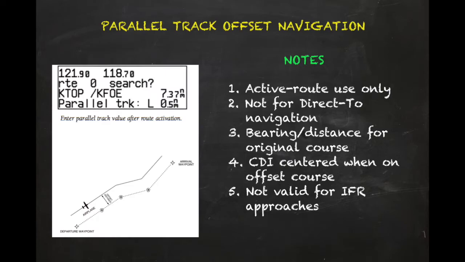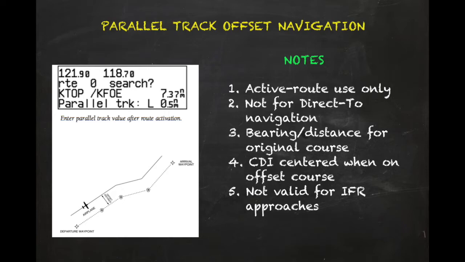In this final segment, we'll look at the parallel track offset feature that can help the pilot adjust the active route legs to avoid airspace and other areas of concern. A parallel track is simply a computed track that parallels the active route track by a specified distance and relative direction. Note that parallel track offsets can only be applied to the active route.